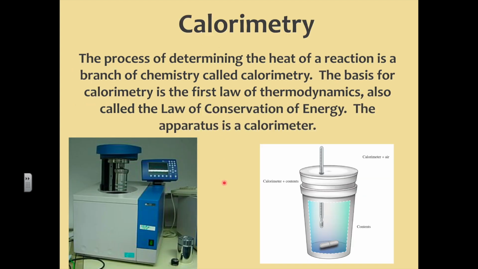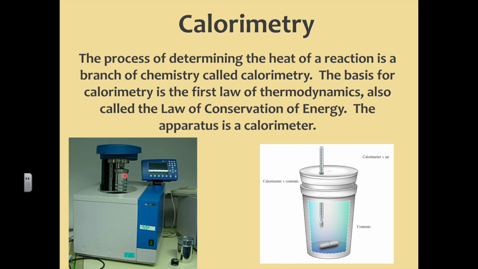Calorimetry is the process of determining the heat of a reaction, a branch of chemistry called calorimetry. The basis for calorimetry is the first law of thermodynamics, also called the law of conservation of energy. The apparatus is called the calorimeter. Now here we have a bomb calorimeter. This is an actual one that you would use in a lab.